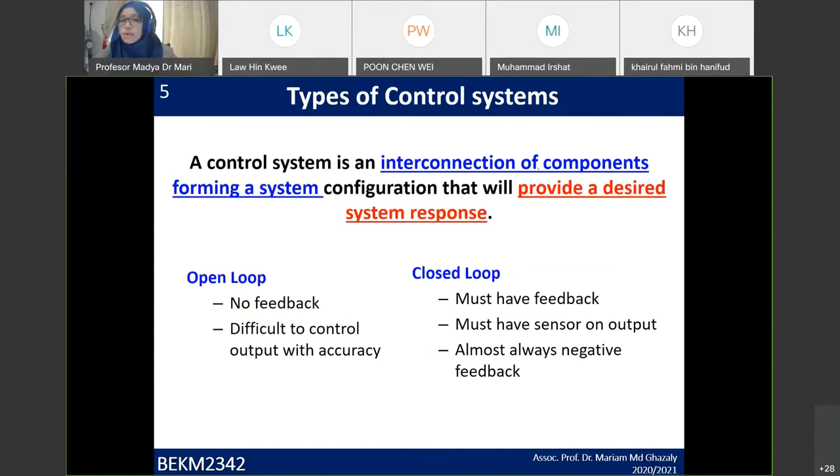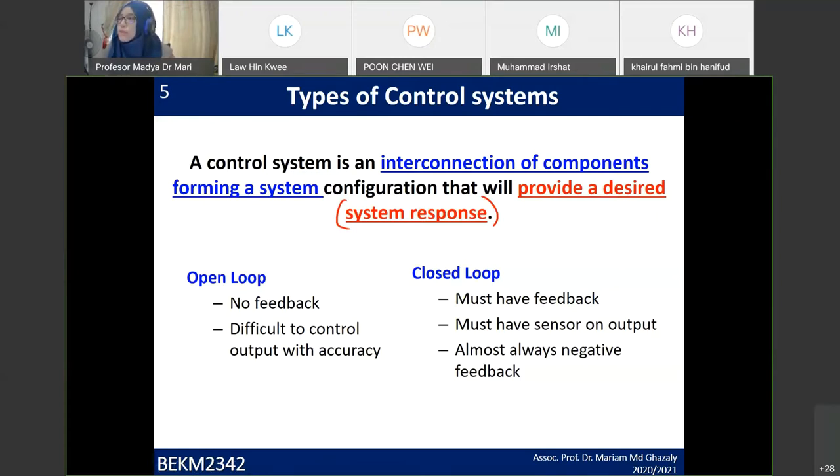So what actually is a control system? There are types of control system here, but what is the definition of the general control system? A control system is an interconnection of components forming a system configuration that will provide the desired system response. So what does this mean by system response? System response is something that you set at the initial time.